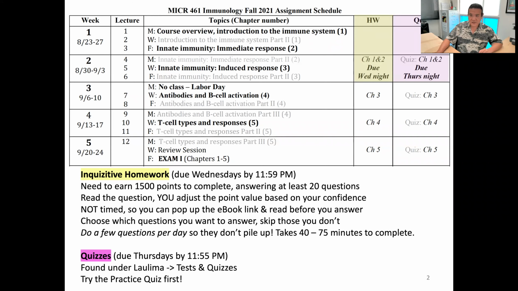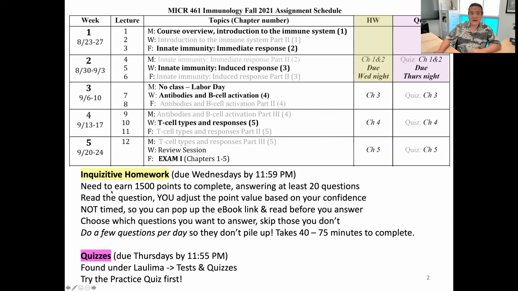Most weeks during the semester, you only have one chapter to focus on. But because we're just starting off and chapter 1 is like a big overview, I expect you to have both chapter 1 and 2 done by next Wednesday night. You access the inquisitive homework assignments through La Lima as one of the IDAP tools, and they're always going to be due Wednesdays by midnight.